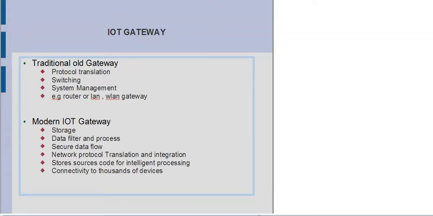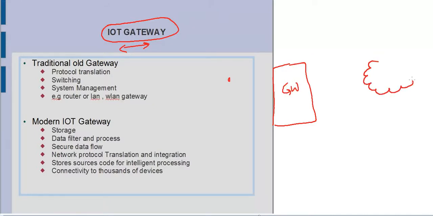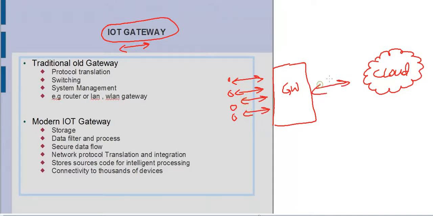The IoT gateway is our most important and most critical part of the Internet of Things ecosystem, the IoT ecosystem. The IoT gateway, as we said, resides between the cloud and the sensors or devices. This is the cloud. These are our sensors or devices. This is data communication going on between the sensors and devices and the gateway.